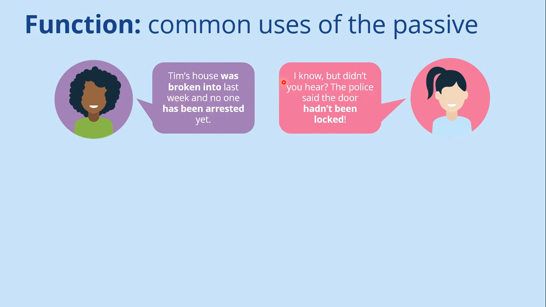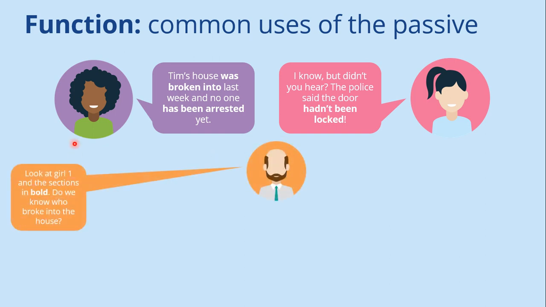The second one: I know, but didn't you hear? The police said the door had been locked. When "had been locked" is used here, it is also another expression of the passive sentence instead of the active expression.